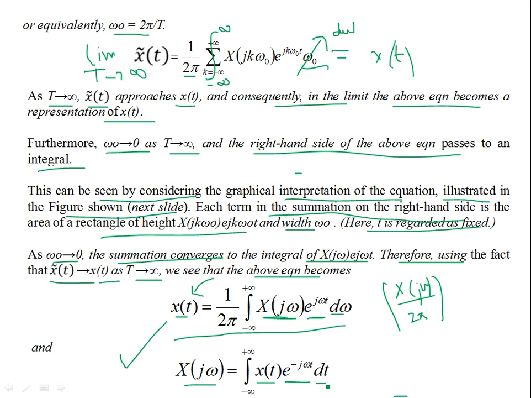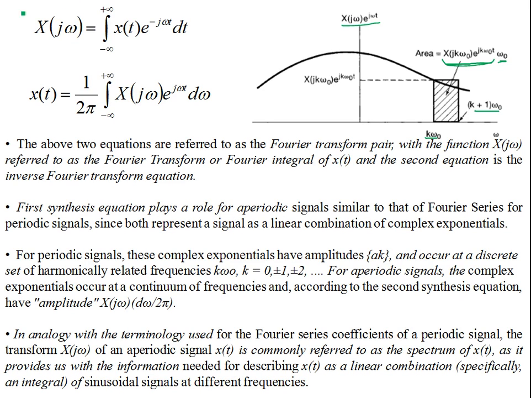Okay, so these two equations are now referred to as Fourier transform pairs. In general, for an aperiodic signal, there's no reason that they are not representing a periodic signal. Well, they are representing periodic signals as well, but this represents a broader class of signals which are not periodic, but can be aperiodic as well. So the above equations are referred to as Fourier transform pairs, and the function X(j omega) is referred to as the Fourier transform or the Fourier integral of x(t). The second equation is the inverse Fourier transform, giving you back x(t).